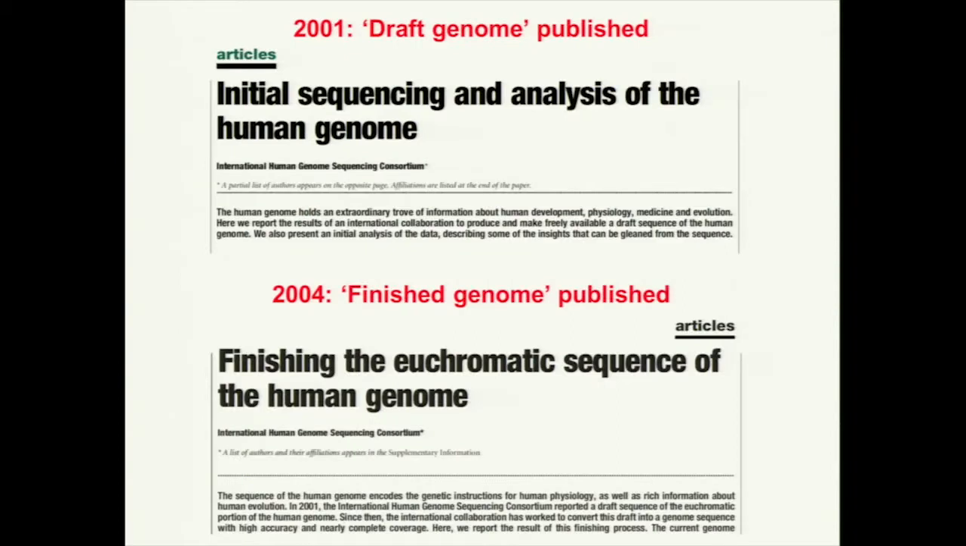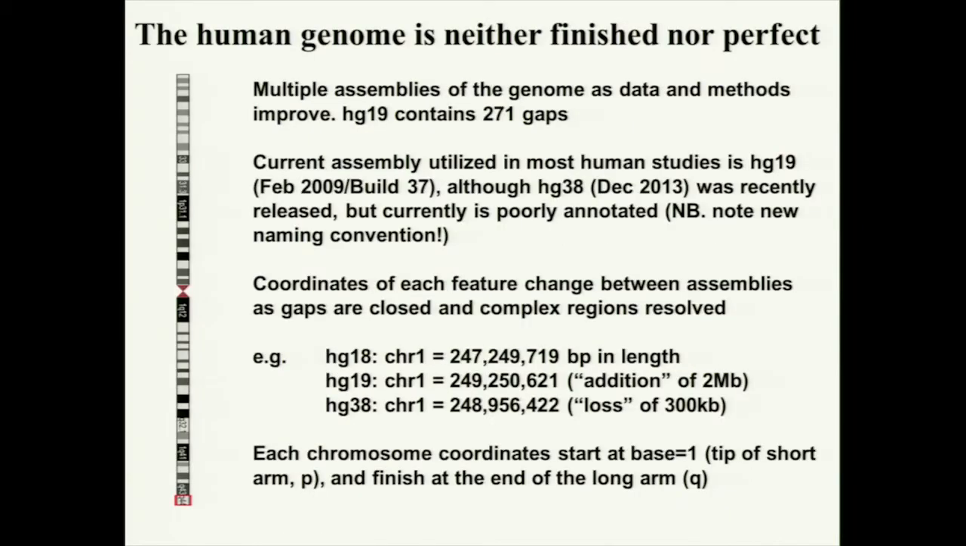So as I said, the draft human genome was published in 2001. And then this paper came out in 2004, where after another 3 years of work, they said we're pretty much finished. But that was 12 years ago now. Like I said, the human genome that we have today is neither finished nor by any means perfect, as we've already discussed a little bit. There are still hundreds of gaps in the current human genome reference.